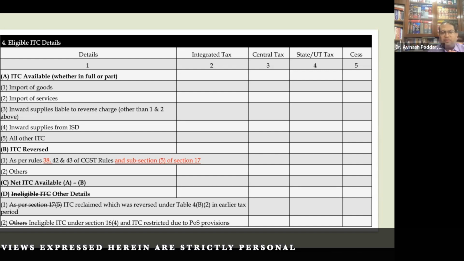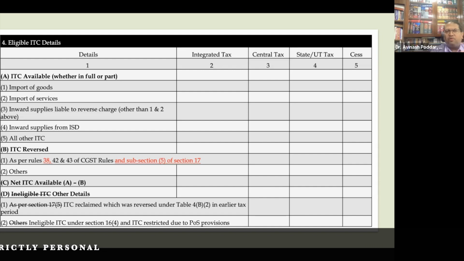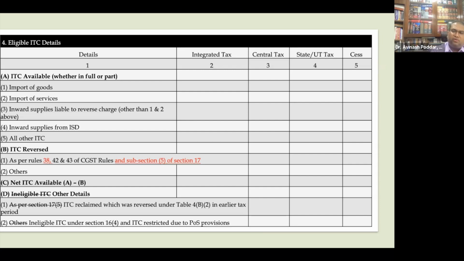So therefore, in others in 4B2, you will have to enter only those reversals which are getting claimed, which are getting reversed and which are allowed to be or eligible to be reclaimed in the subsequent periods. So this is very, very important, friends.